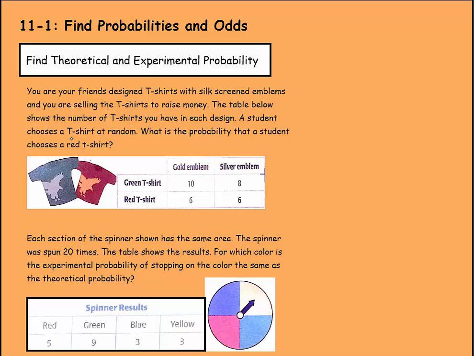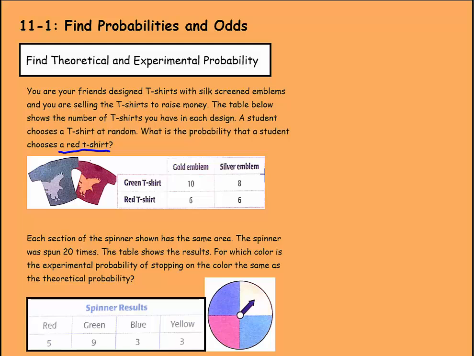A student chooses a t-shirt at random. What is the probability that a student chooses a red t-shirt? So this actually looks like a sample space. This is all the total possible outcomes that you have. You have 10 green and gold, you have 6 red and gold, 8 green and silver, and 6 red and silver. We're looking for the probability that the student chooses a red t-shirt.